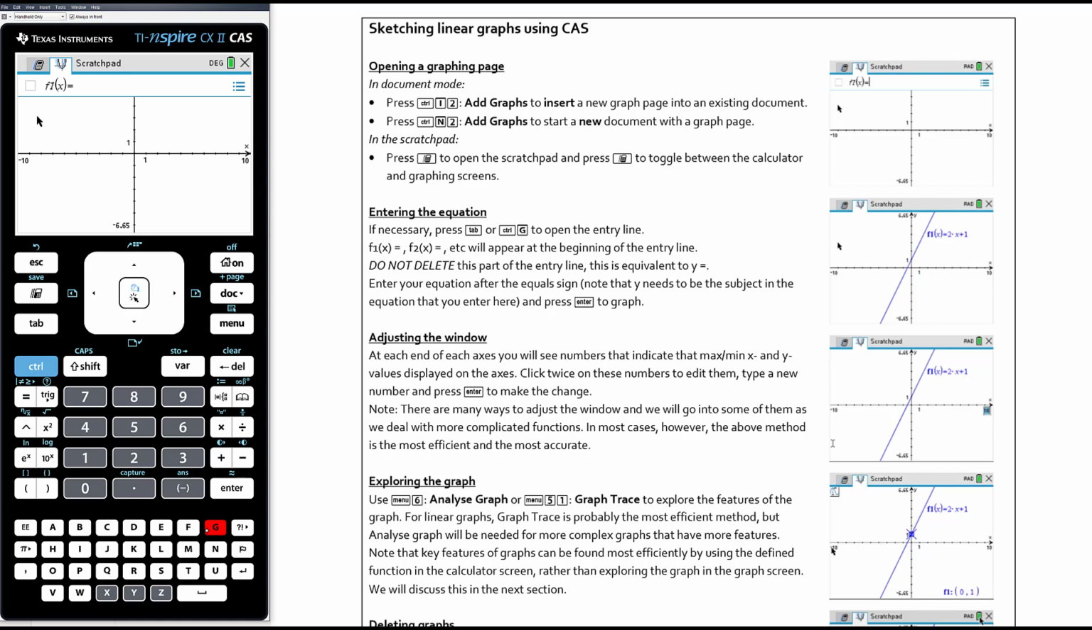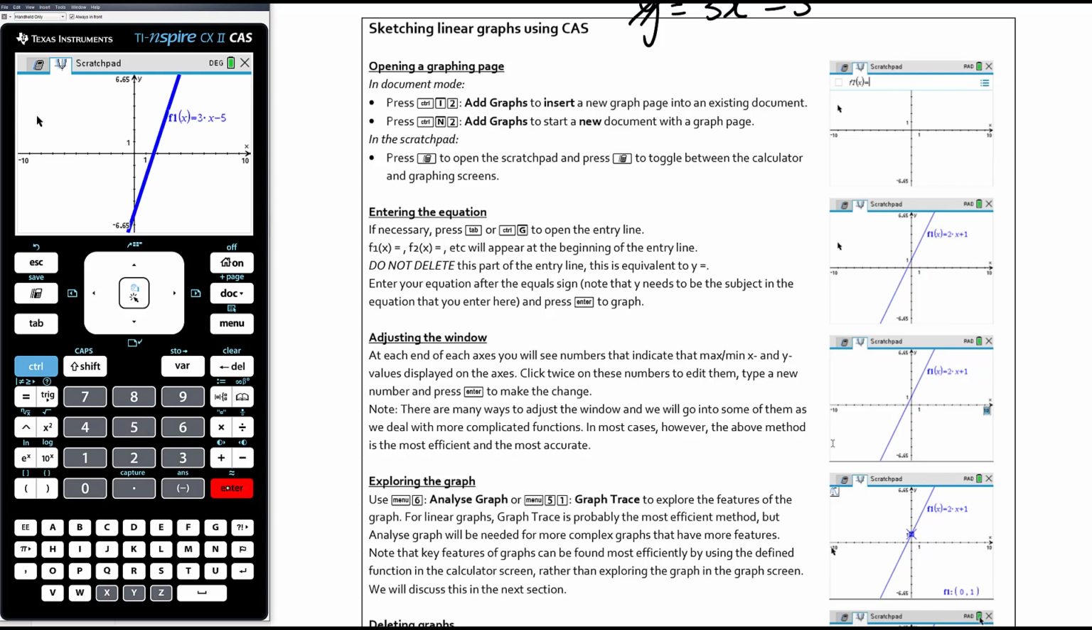We're going to leave that F1 of x and we're going to write our equation. So let's sketch the graph of y equals 3x minus 5 first of all, okay? Instead of y, it's going to be F1 of x equals 3x minus 5. And we can see the graph.